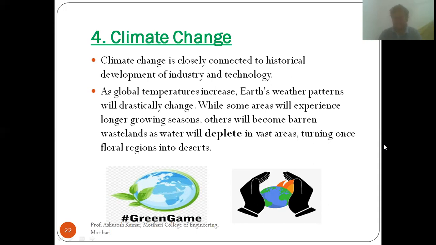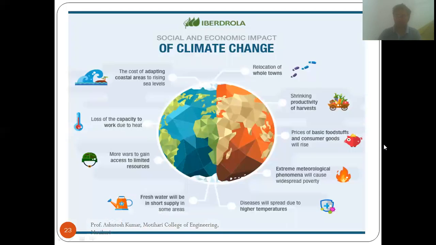The intervention of humans in the environment is so bad that the pattern of weather has changed in the past couple of decades. While some areas will experience longer growing seasons, others will become barren wasteland as water depletes in vast areas, turning floral regions into deserts. So many parts of the world become desert due to climate change. This is the fourth biggest impact of humans on the environment. Now, what are the effects of climate change?